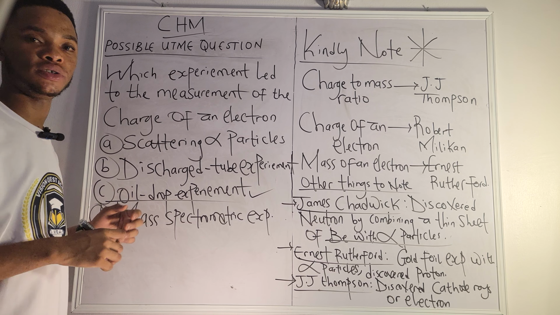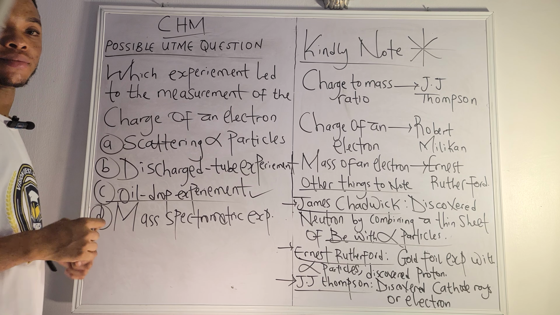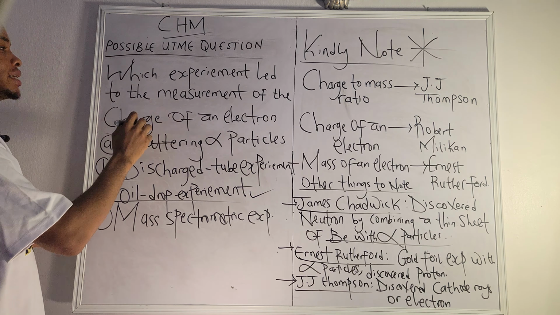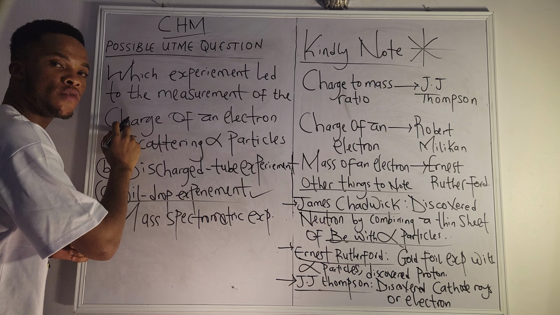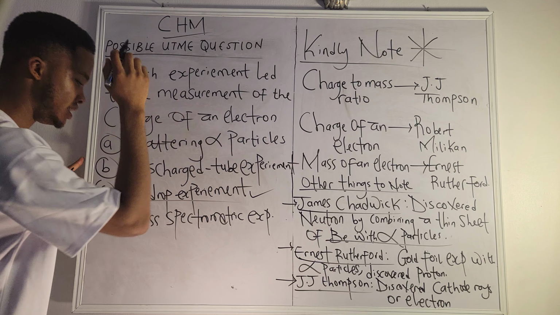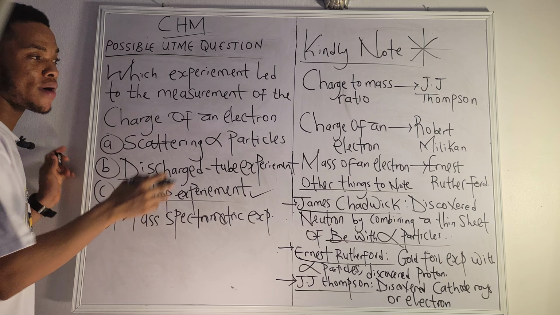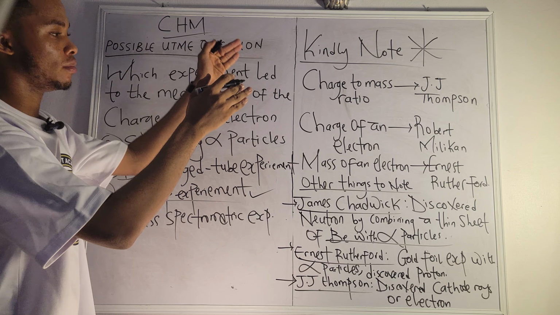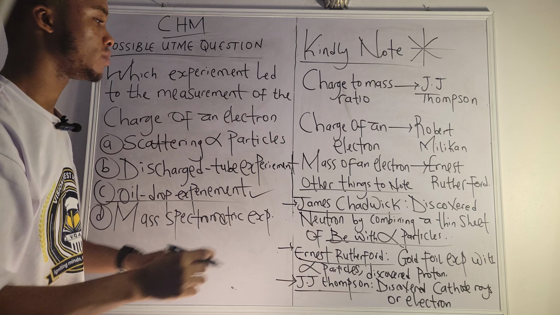Now today is for chemistry. This is a past UTME question. Which experiment led to the measurement of the charge of an electron? The answer is what? Option C, oil drop experiment. But before I explain it, I'd love to give you some facts to know.